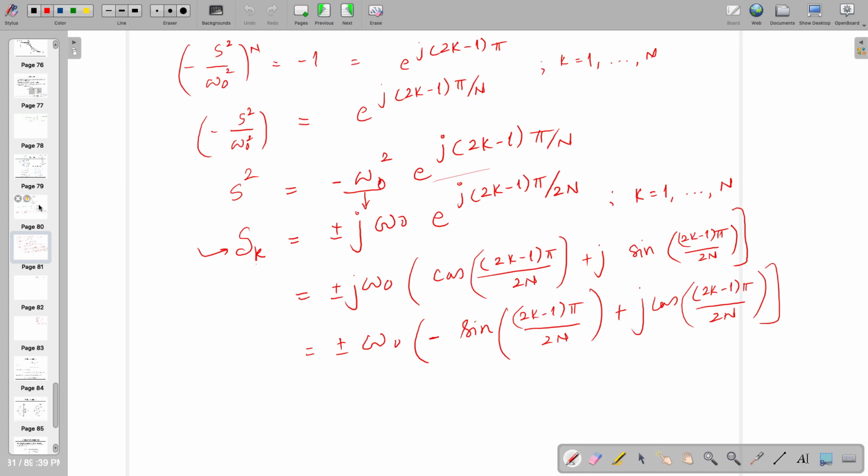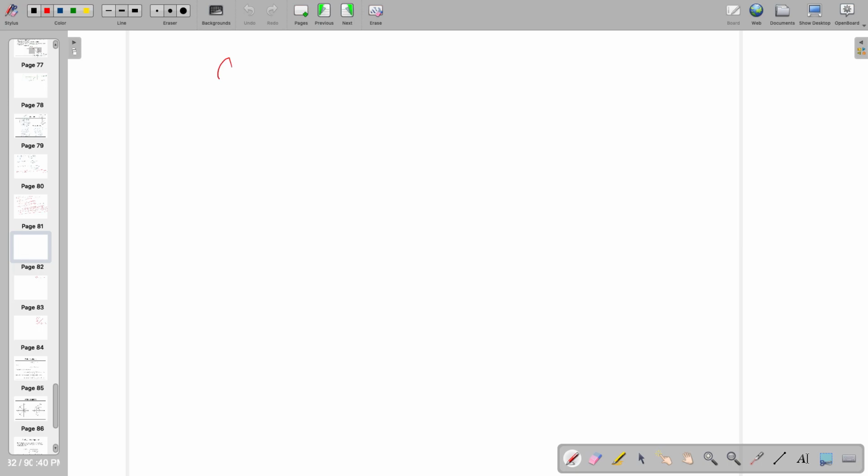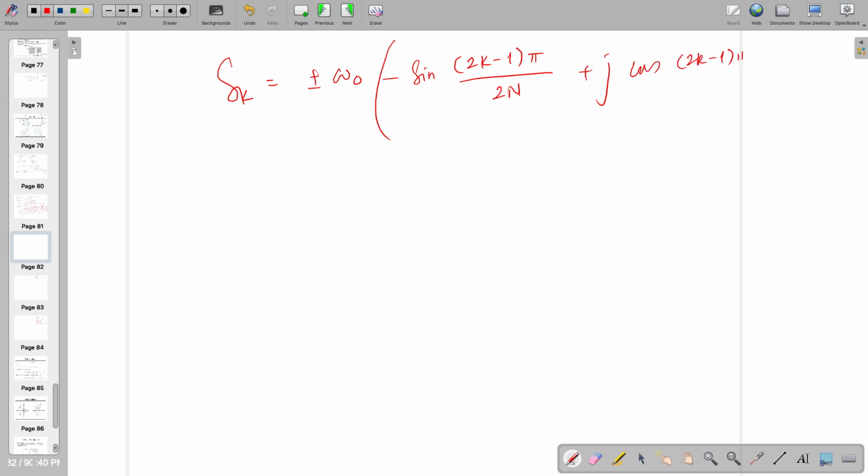So this equation you can write down somewhere. That equation says that this equation is correct, right? There is no error, right? Okay. If there is no error, there is one more thing.